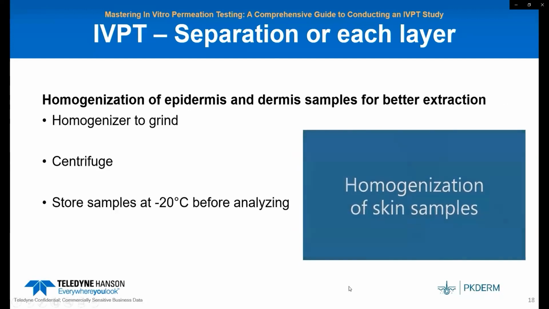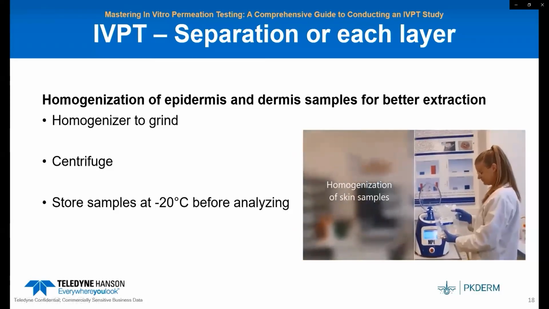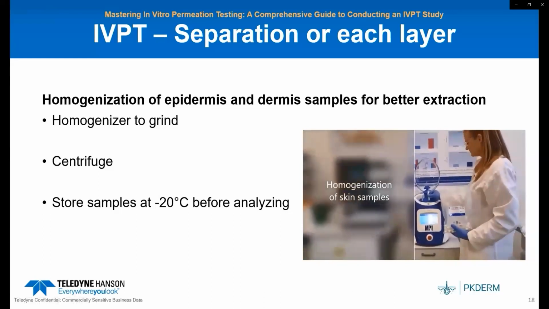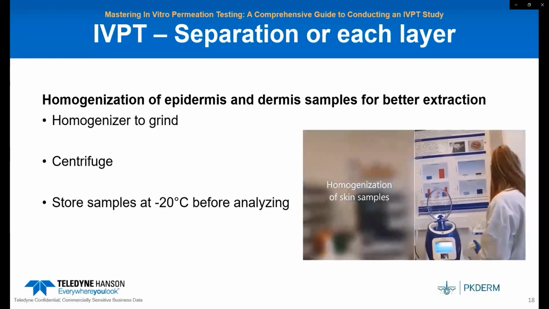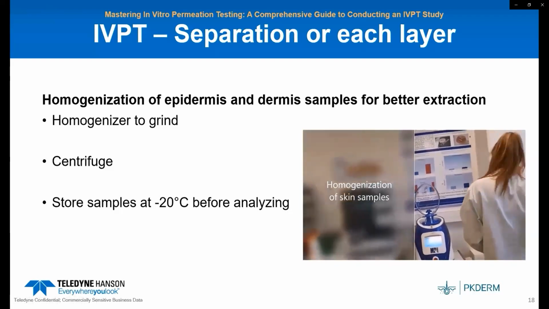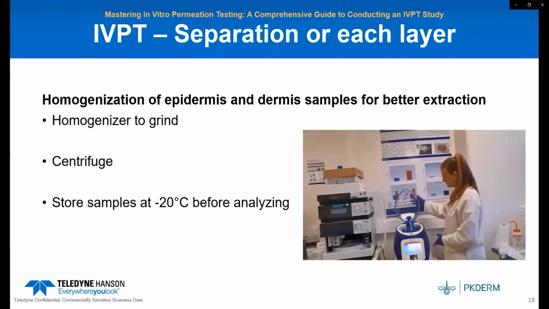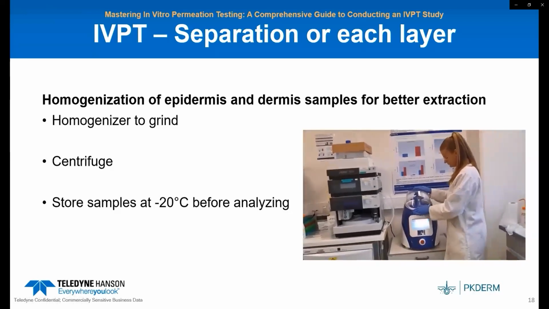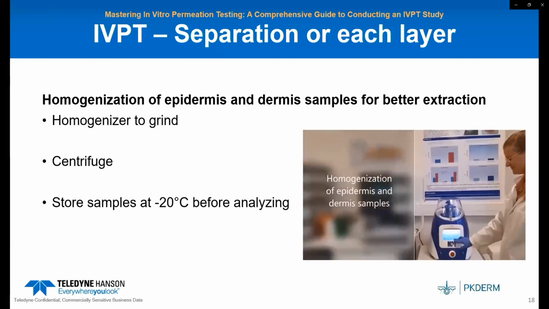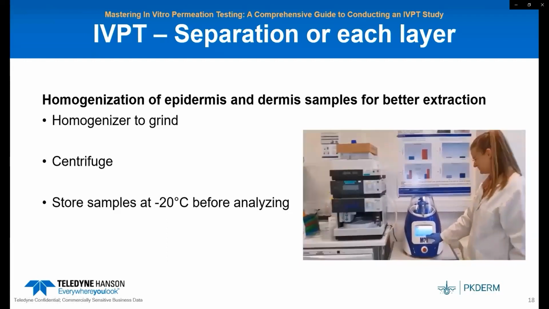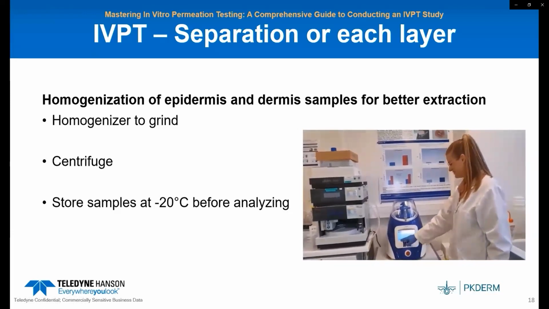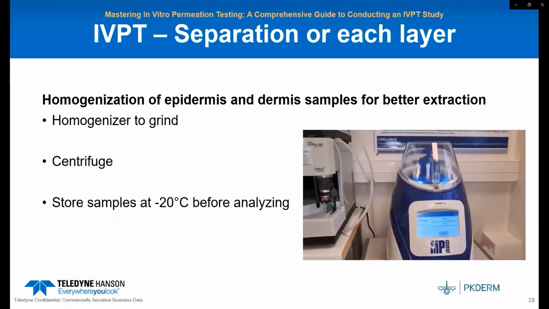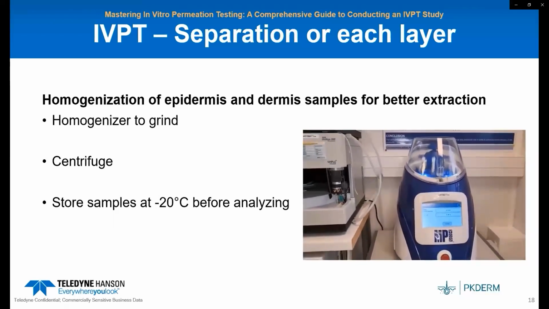After collection of epidermis and dermis samples, we need to homogenize them for better extraction of the test compound. To do that, we use the FastPrep instrument in order to grind epidermis and dermis samples. And at the end, we centrifuge the samples and the supernatant containing normally the test compound is collected.